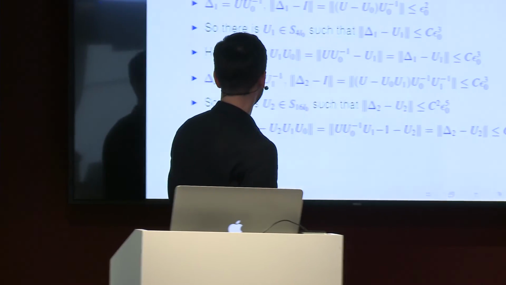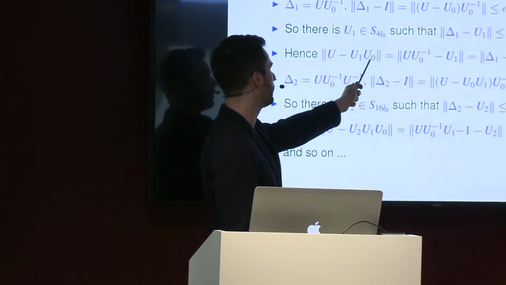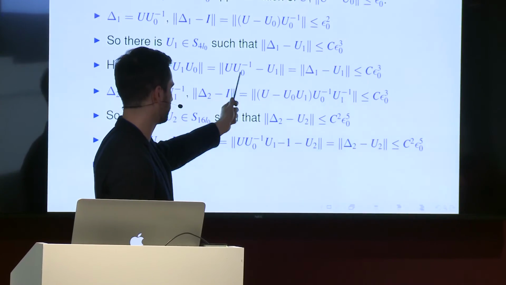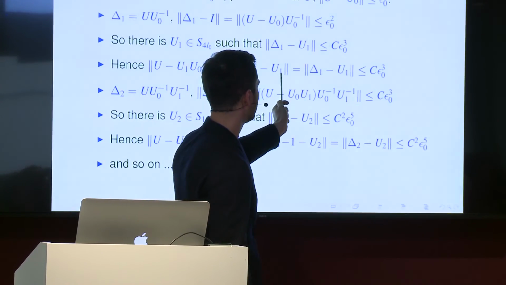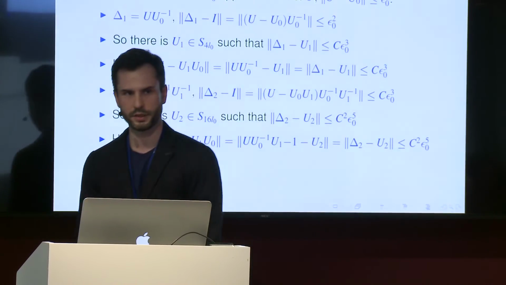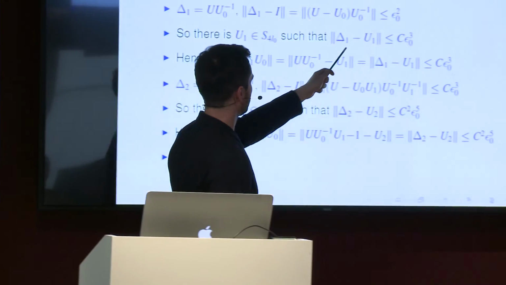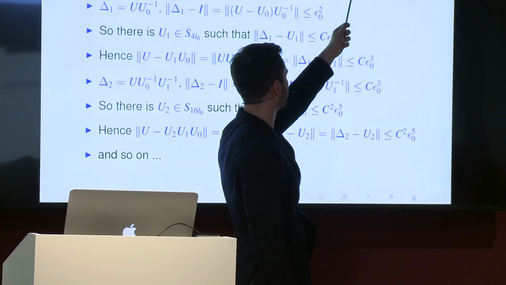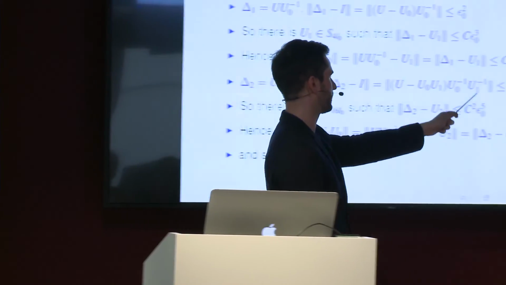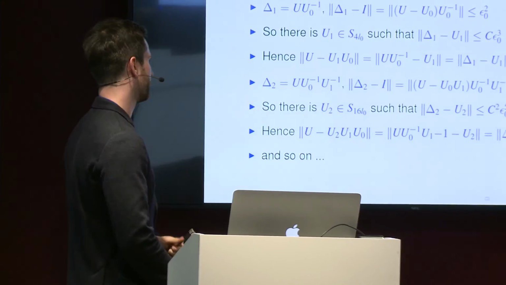Now I want to know the distance between U and the sequence U0 times U1. Using some invariance of this norm, I find that this is of the order epsilon 0 to the power 3. So I improved it greatly. The first approximation was of the order epsilon 0 square, and the second one is of the order epsilon 0 to the power 3. And now I can repeat this.